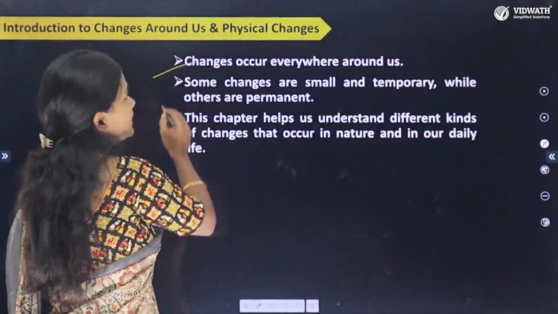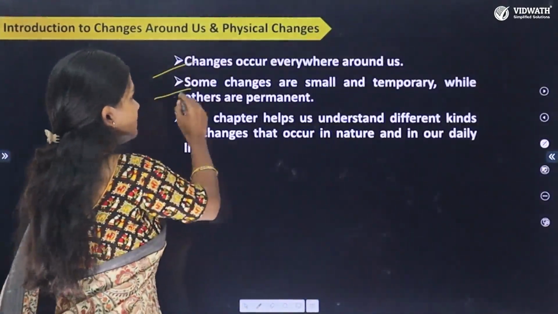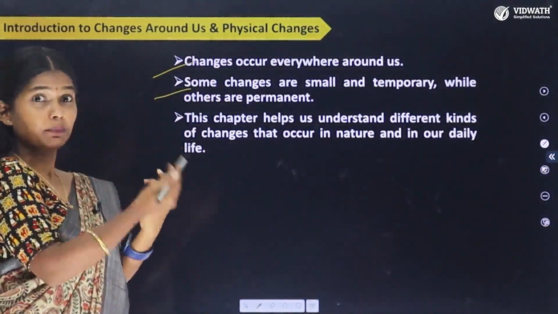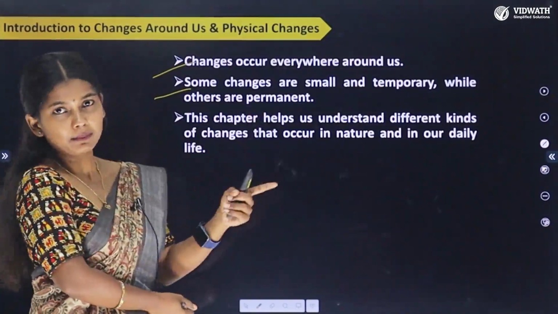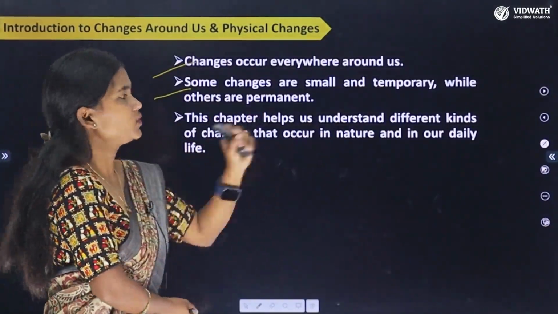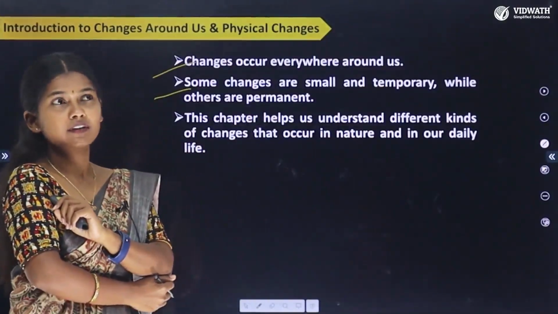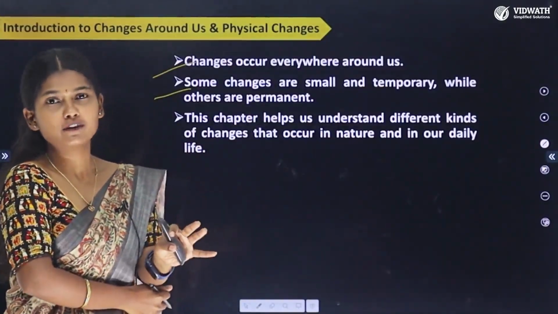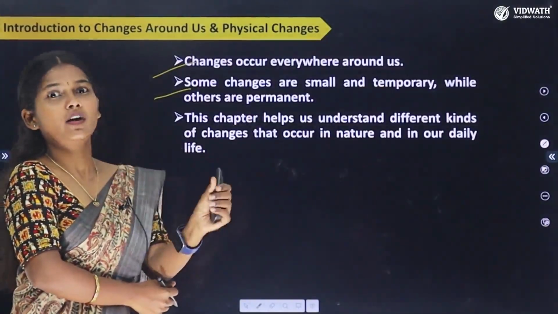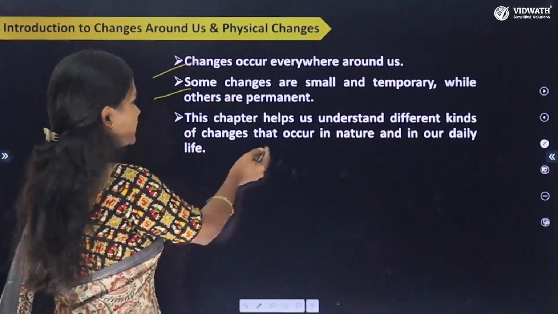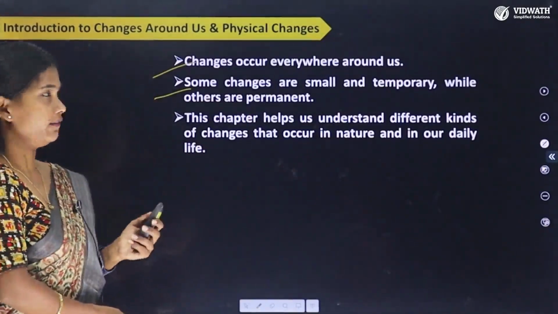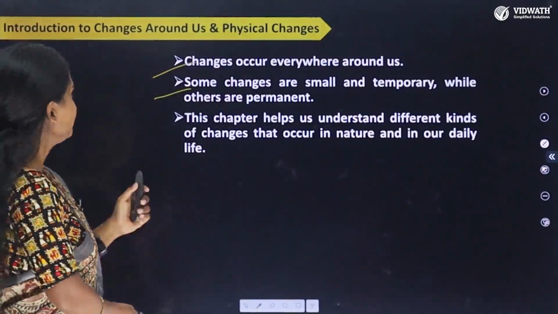Changes occur everywhere around us. Some changes are small and temporary, while others are permanent. This chapter helps us to understand these different kinds of changes, identify them, and see what causes them, as they occur in nature and in our daily life. Okay, without delaying, let's get into the chapter.